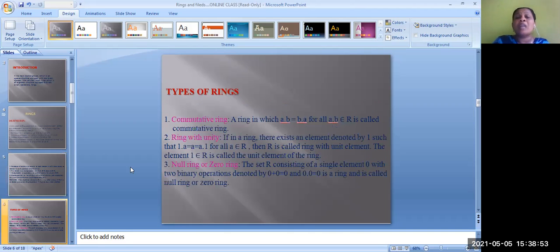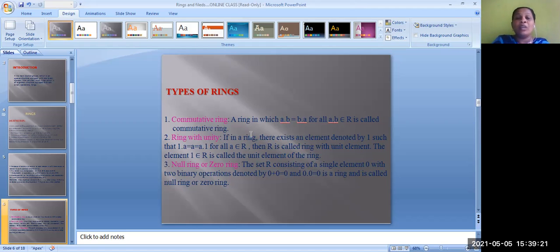So here we have types of rings. What are the types? Commutative ring. Already we've seen it in the properties. A ring in which A into B is equal to B into A for all A, B belonging to R is called a commutative ring. Here we are using into, and the two elements also belong to the ring.